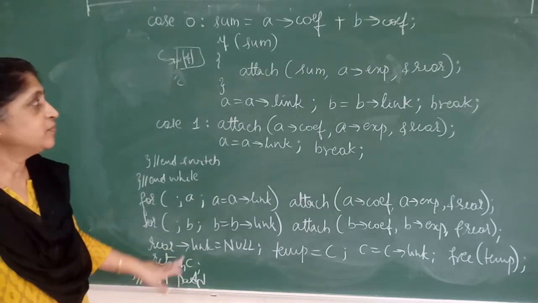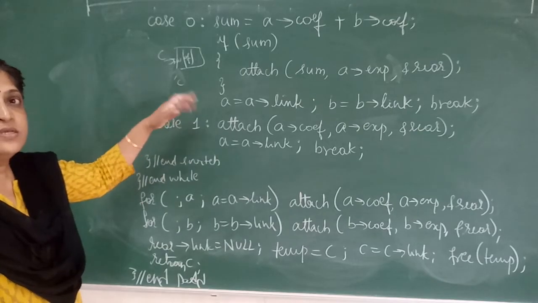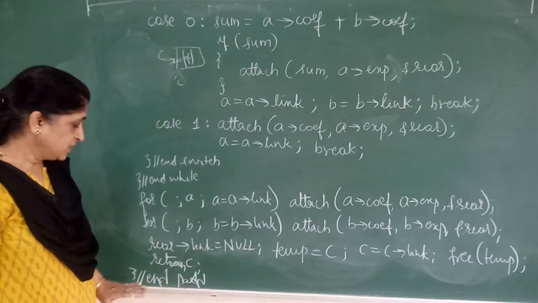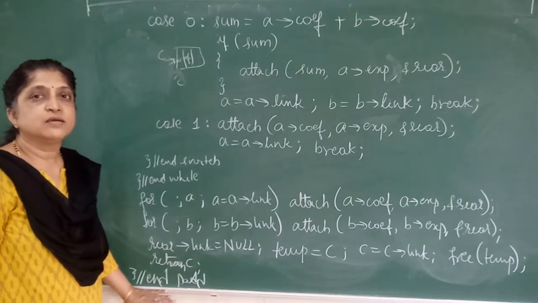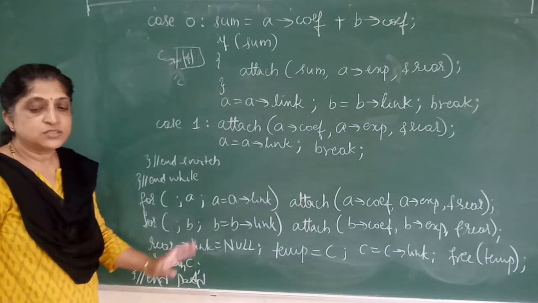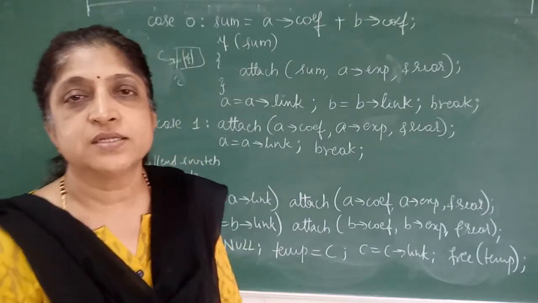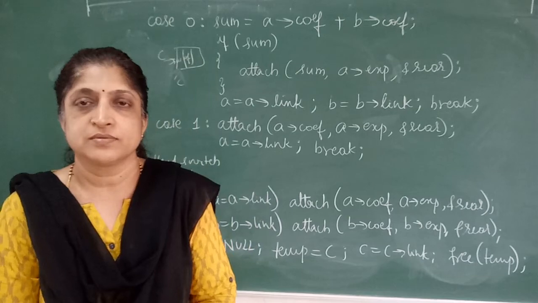Then we return C. C is a pointer to the sum polynomial, that is returned to the calling function. Then this is the end of the p-add function. So this is how we can add two polynomials with the linked list representation.